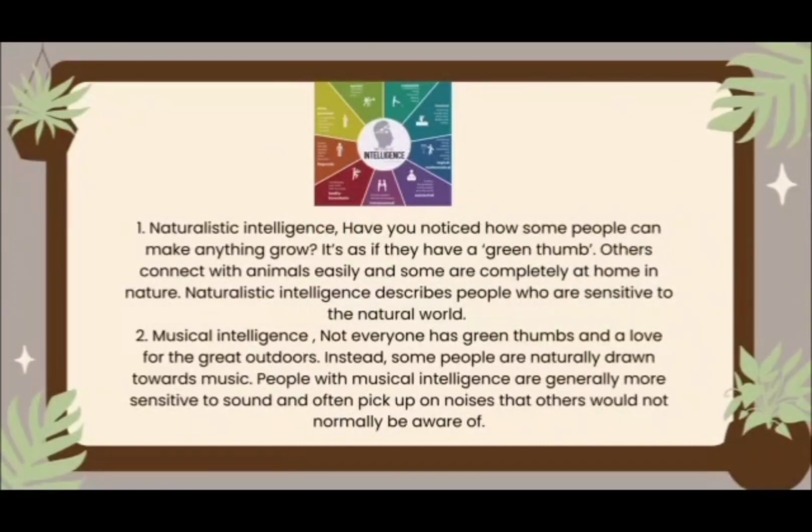The first one is naturalistic intelligence. Have you noticed how some people can make anything grow? It's as if they have a green thumb. Others connect with animals easily, and some are completely at home in nature. Naturalistic intelligence describes people who are sensitive to the natural world.